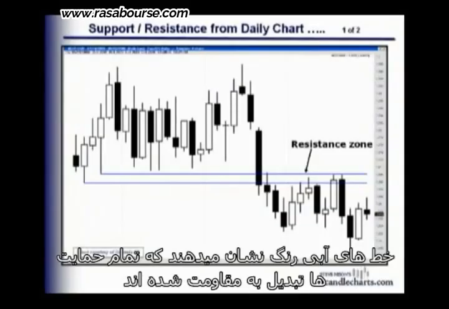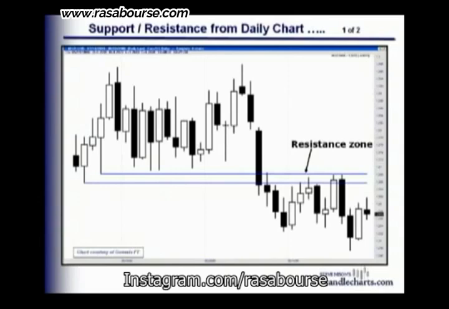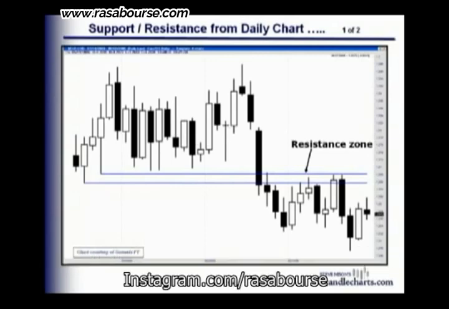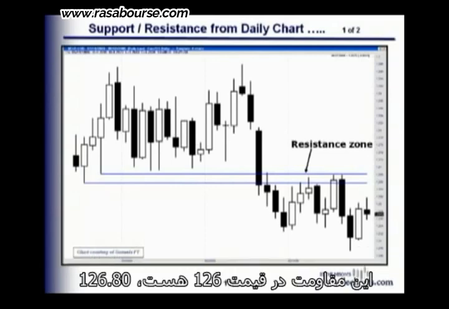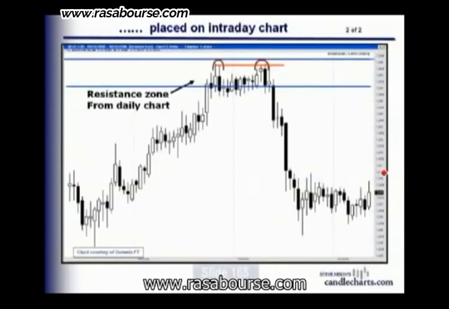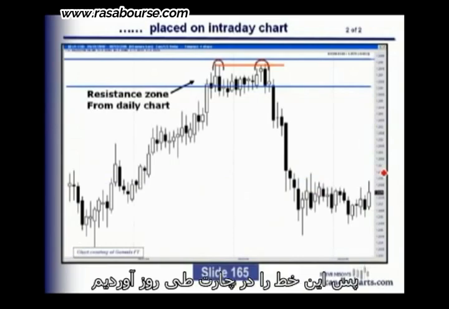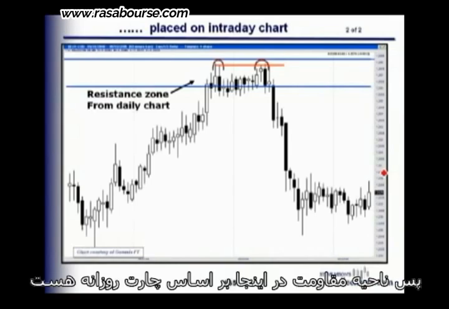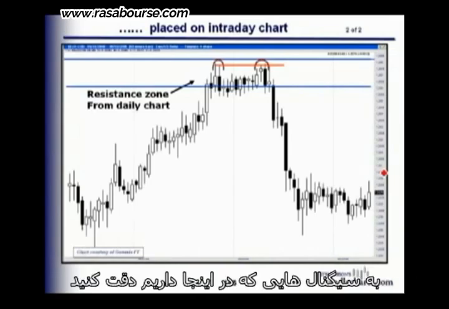From the daily chart, we have old support becoming resistance, those blue lines, and what I've done is we've thrown that resistance area onto the intraday chart. So this resistance looks like around 126.60 in that area, 126.80. Okay, so I threw that onto the intraday, and that resistance zone is just based on the daily, and look at the signals we had on the intraday.